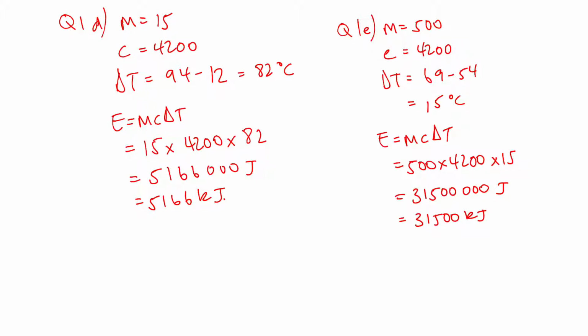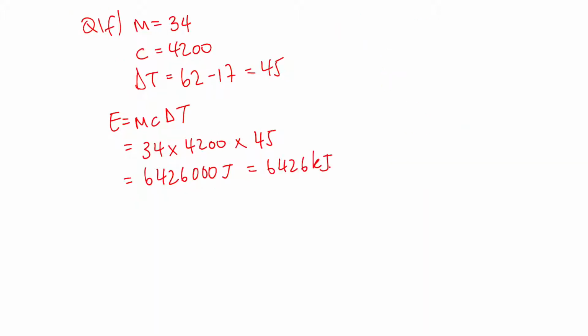Specific heat capacity, the temperature change is only 15 degrees this time, but we need to add 31,500 kilojoules of energy to raise the temperature by 15 degrees. Question 1f, the mass is 34 kilograms this time. We want to raise the temperature of water by 45 degrees Celsius, the difference between the two numbers, and that works out at 6,426 kilojoules of energy.